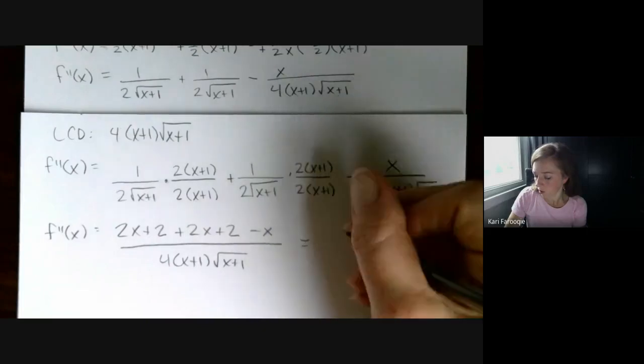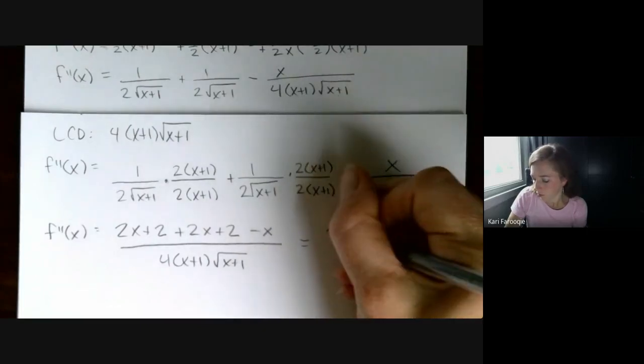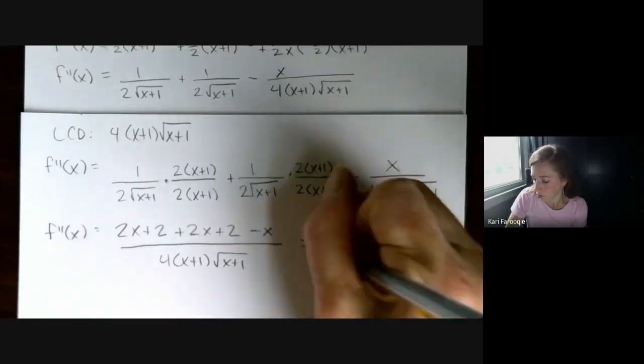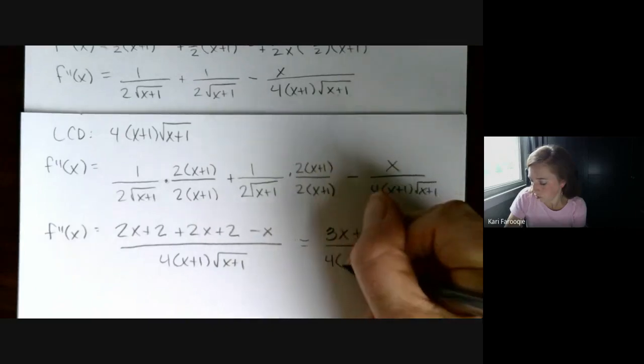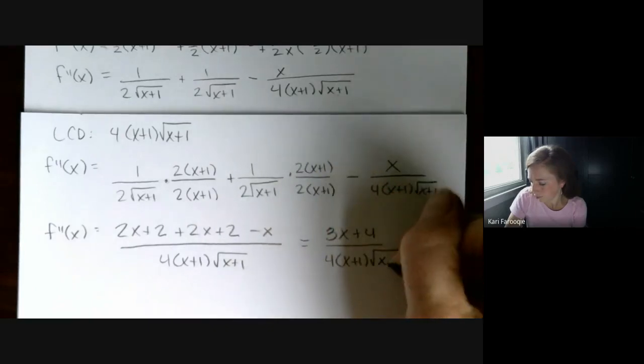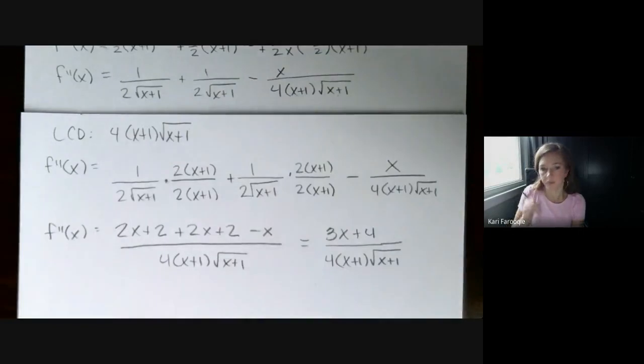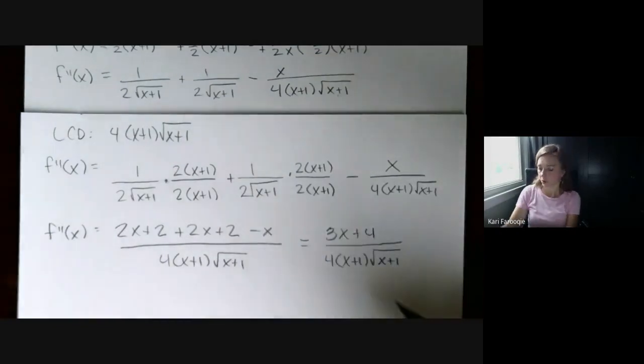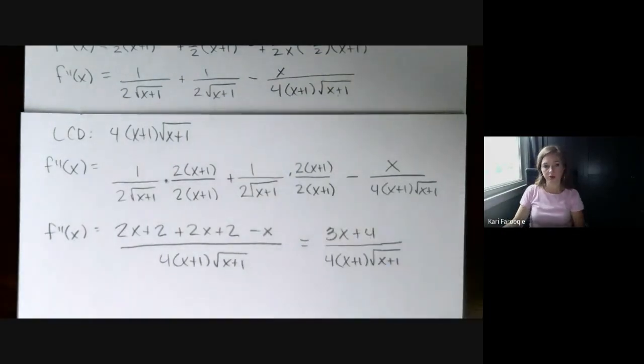Two x plus 2x is 4x, minus 1 is 3x. And then 2 plus 2 gets you to 4. And there's f double prime simplified into one fraction so that you can take the numerator and set it equal to 0 and take the denominator and set it equal to 0. Before I find possible points of inflection, are there any questions here?